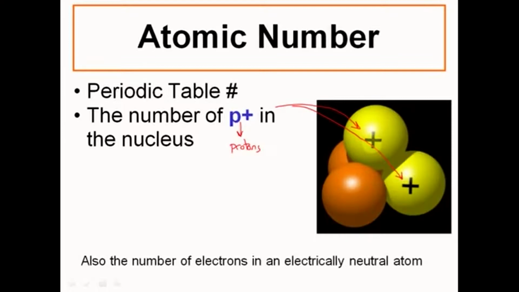So the atomic number in this picture is this. The atomic number is number 2. So once again, the atomic number is simply the number of protons in the nucleus, and it also is identified as the periodic table number.